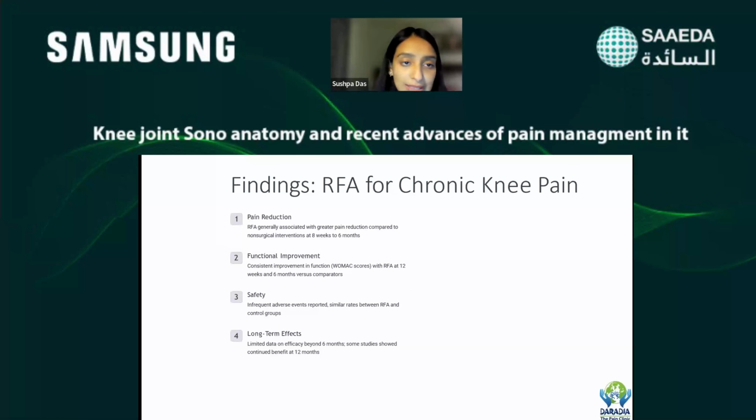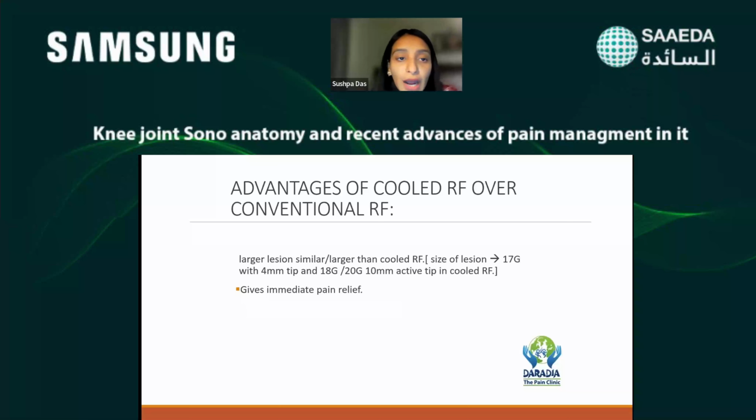This is the same thing once again. What are the advantages of cooled radio frequency over conventional radio frequency? So basically, the cooled radio frequency gives a larger size lesion compared to the conventional radio frequency. So our chances of success improves.